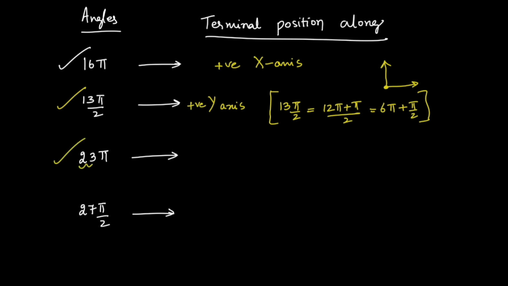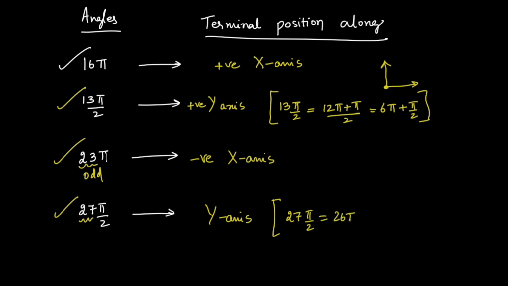This is an odd number into pi, so negative x-axis. So this is an odd number into 90 degrees, an odd multiple of 90. Terminal position would be along the y-axis. Whether it is positive or negative, let's check. 27 pi by 2 is nothing but 26 pi plus pi by 2, which is 13 pi plus pi by 2. 13 pi is an odd multiple of pi, that is here. 13 pi plus pi by 2 would be here. So here the terminal position would be along the negative y-axis.